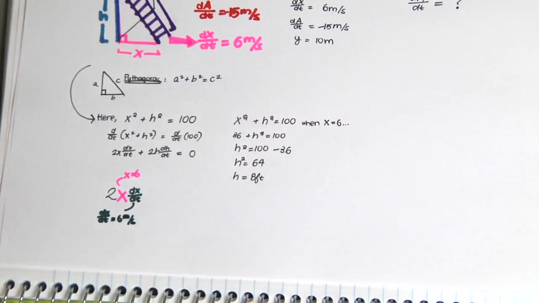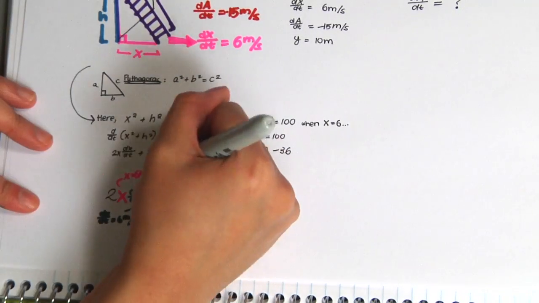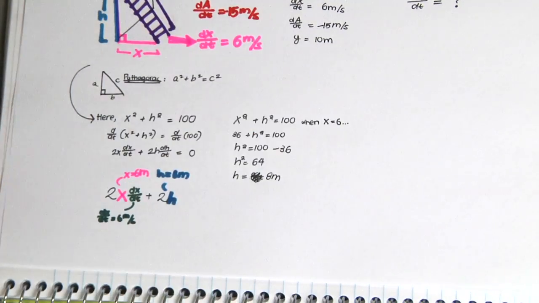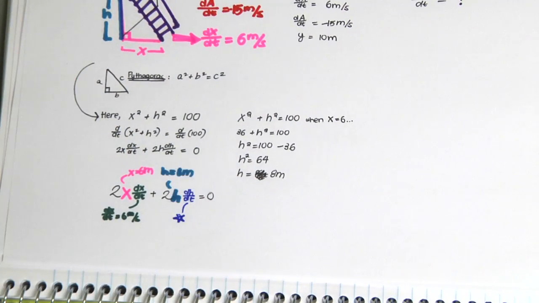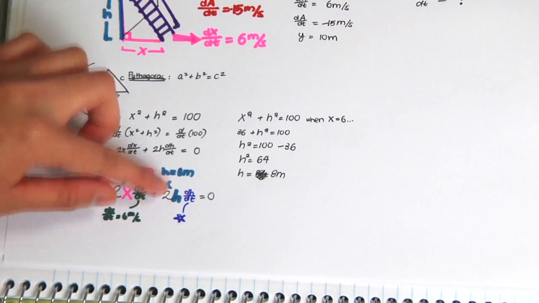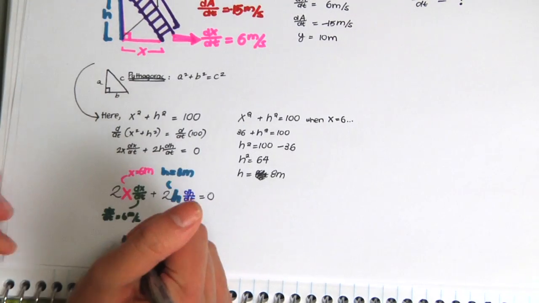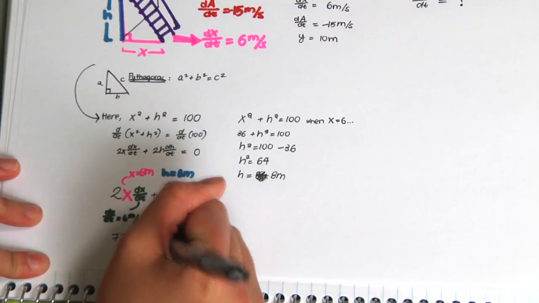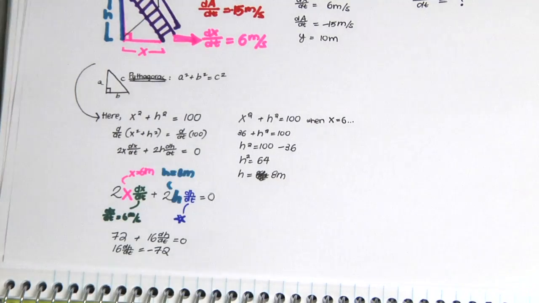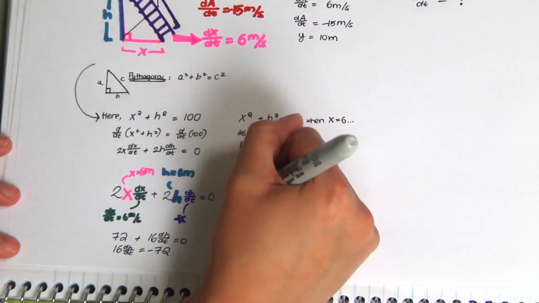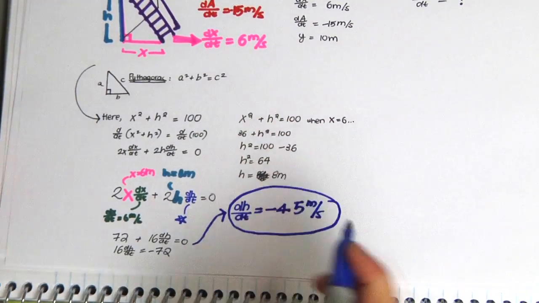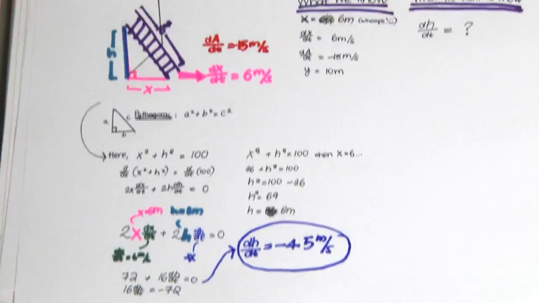Now we can plug all these values into the equation 2x dx/dt plus 2h dh/dt equals 0 to find dh/dt. After simplifying, we can see that 72 plus 16 dh/dt equals 0, which we can rearrange into 72 equals negative 16 dh/dt. Now we can solve for dh/dt and see that dh/dt equals negative 4.5 feet per second.